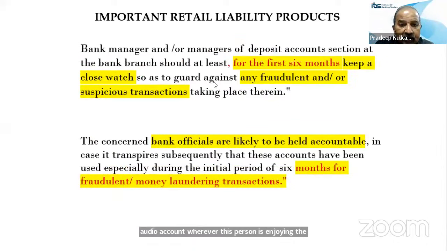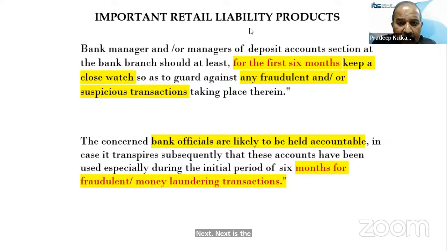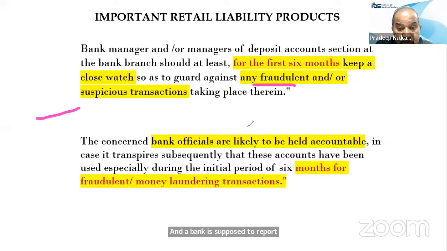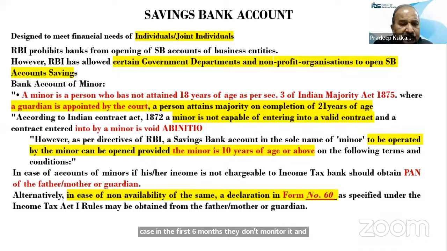Next is the liability products. For any current account or any account opened, for the first 6 months we have to watch the transactions, because there is a possibility of suspicious or fraudulent activity. A bank is supposed to report suspicious transactions. Bank officials may be held responsible if they don't monitor it in the first 6 months and fraud happens.